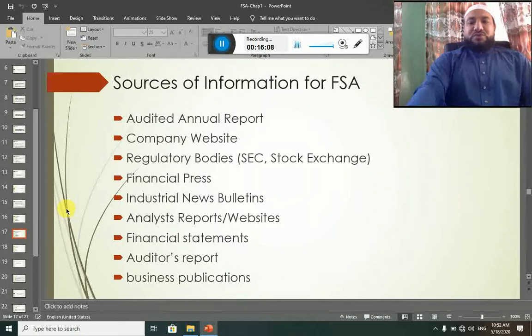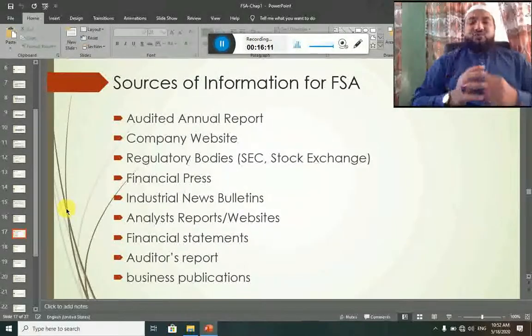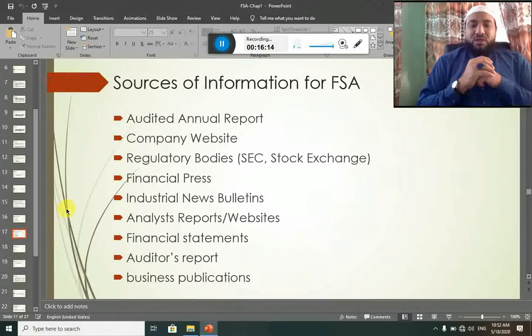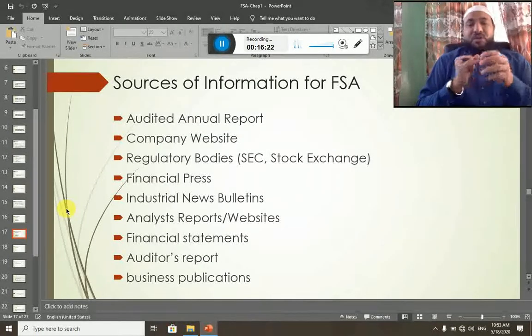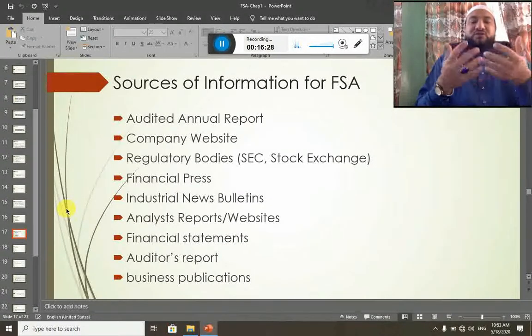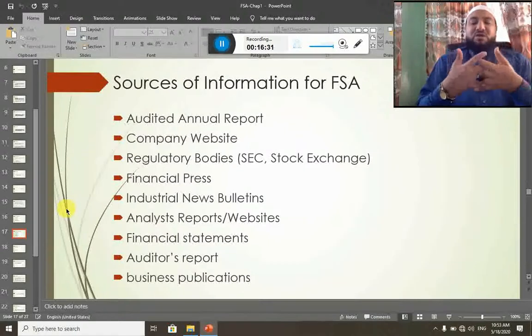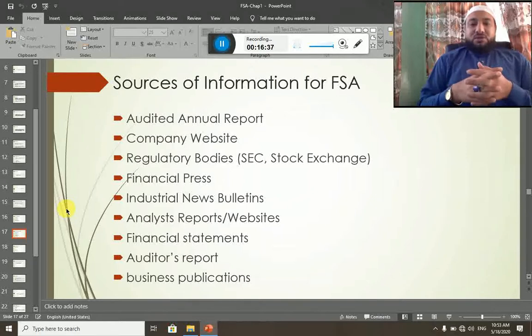Now, source of information. I mean, from where we can gather information to carry out analysis of the financial statements, or where can we find the information on analysis of the financial statements, right? So this information could be available in audited annual reports. Audited annual reports mean audited financial statements, right?